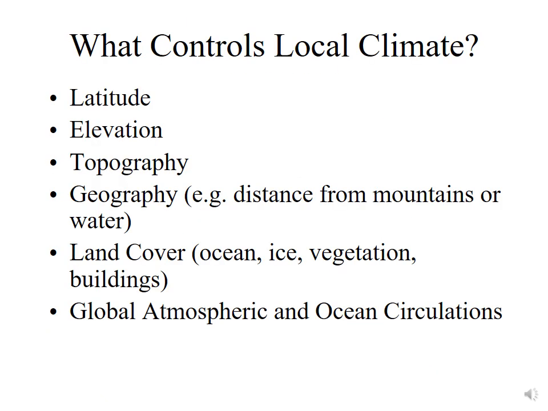So let's look at what controls the local climate. The most important things when it comes to the local climate are latitude and elevation. If you want to be warmer, move towards the equator. If you want to be colder, you move towards the poles, or you move up higher in elevation. Everything else after those two facts is secondary.